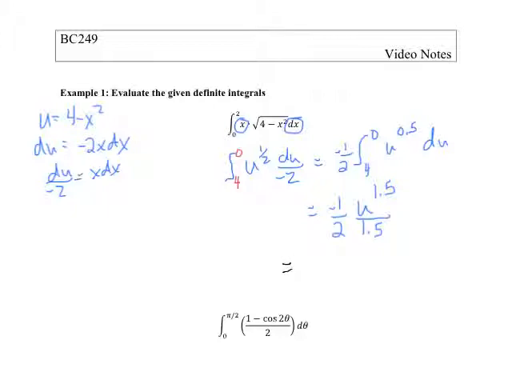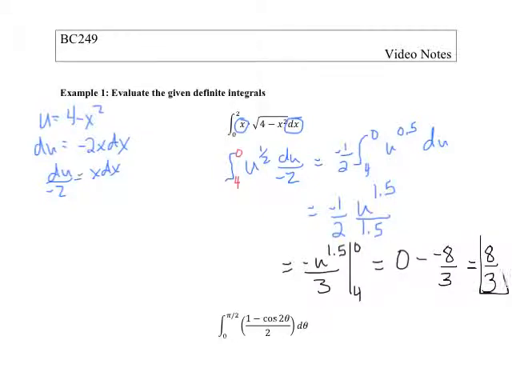So if we evaluate, negative u to the 1.5 over 3 on the boundary 4 to 0. So we stick 0 into the function, and that's our upper boundary, and we get 0, and then we stick 4 into the function, and with 4 in the function we get negative 8 thirds, and so this is all equal to a total of 8 thirds.